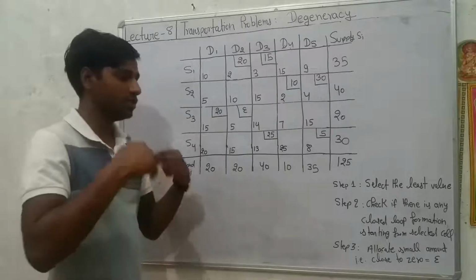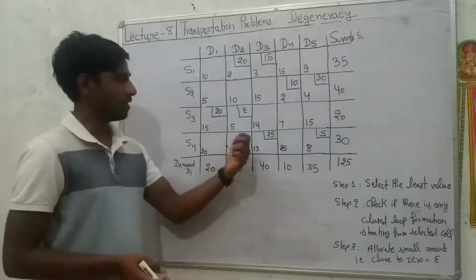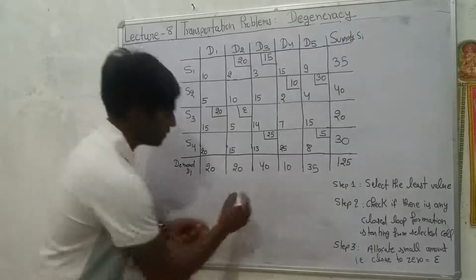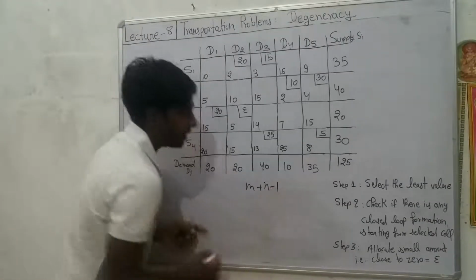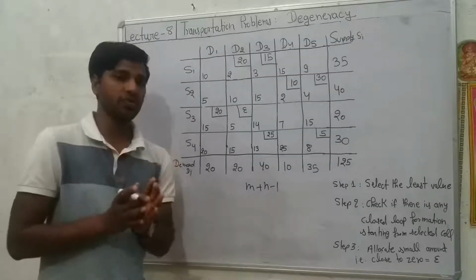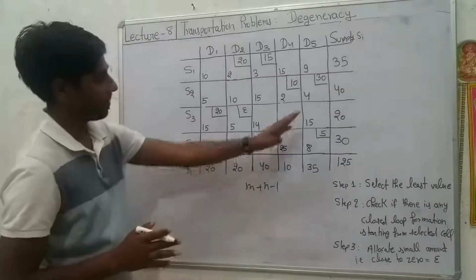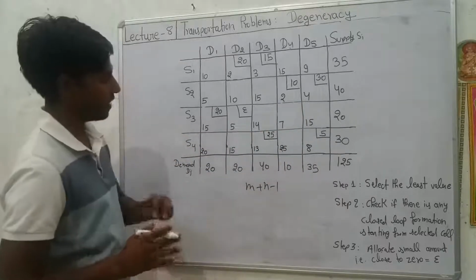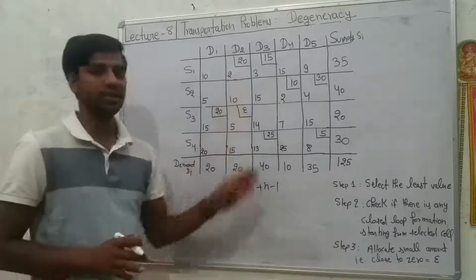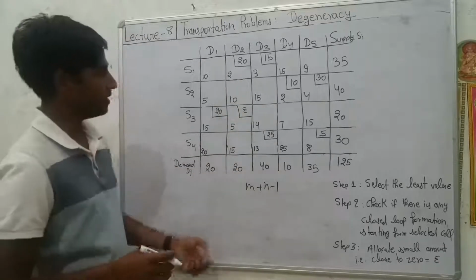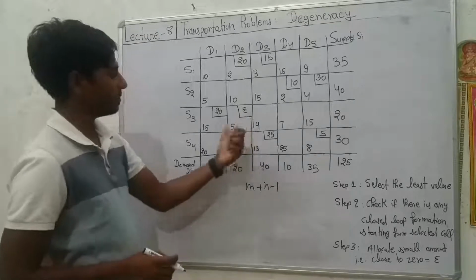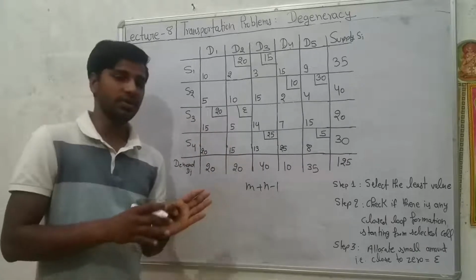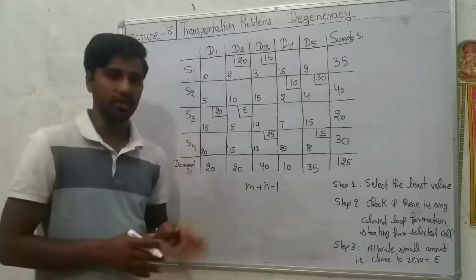Then the situation may arise that sometimes we have to assign 2 epsilons. We may fall short of the condition of m plus n minus 1 by a number of 2. We can have occupied cells fewer than m plus n minus 1, so there can be a need to assign 2 epsilons in unoccupied cells. So in this way, after allocating epsilon, we can apply any method and proceed in a similar manner as we have done in the earlier cases.